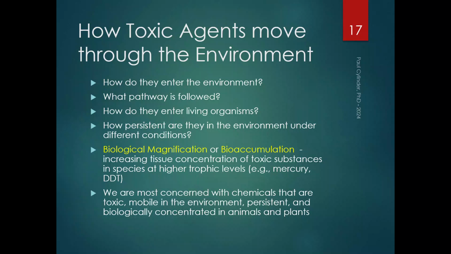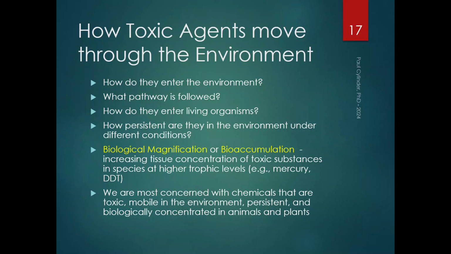DDT is another example of an artificially created pesticide that is highly persistent. It does not break down under many conditions in the environment, and so it bioaccumulated in ecosystems to the point where top predators like eagles and hawks, pelicans, were having large concentrations of DDT in their system because they were consuming other organisms that were eating DDT that had consumed other organisms that got the DDT into their system originally.